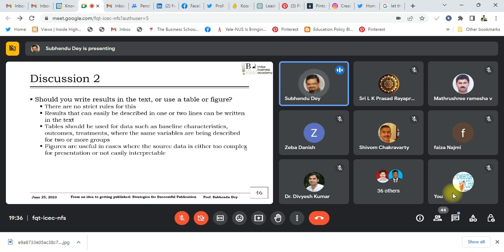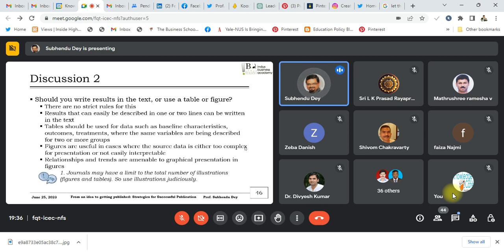Please put figures, please put tables, and they will be very, very useful in telling the audience exactly what he needs to understand in a very easy way. Now, please understand that journals may have a limit to the total number of illustrations, so use illustrations judiciously. So please read the author's guidelines or the instructions to authors very, very carefully, and then take your call in terms of how many tables, how many figures.